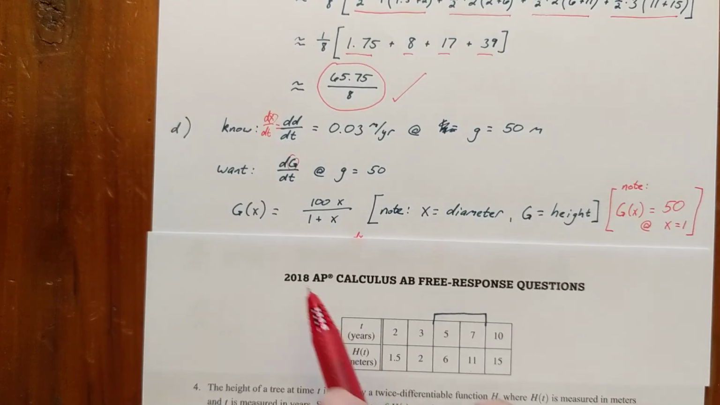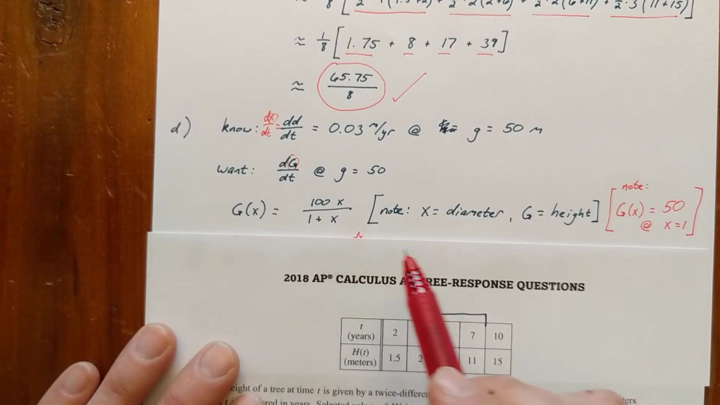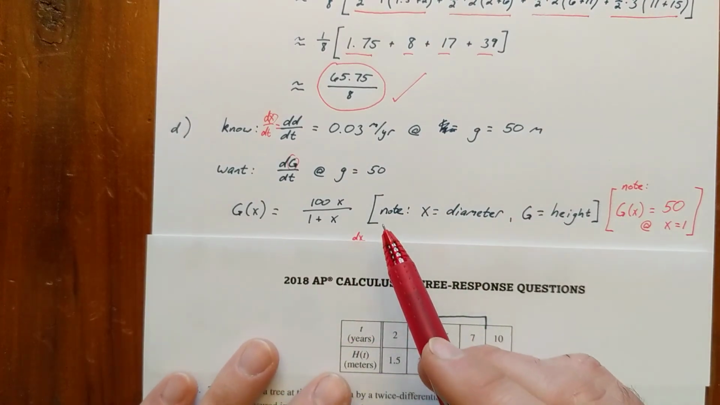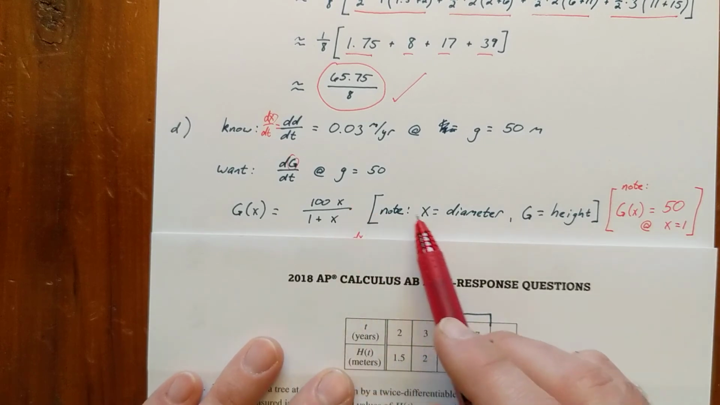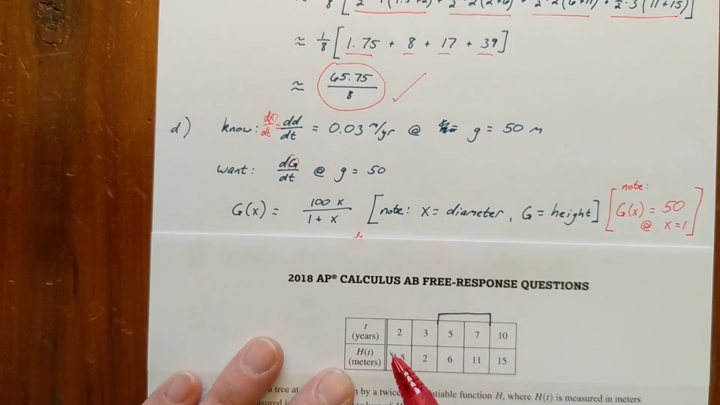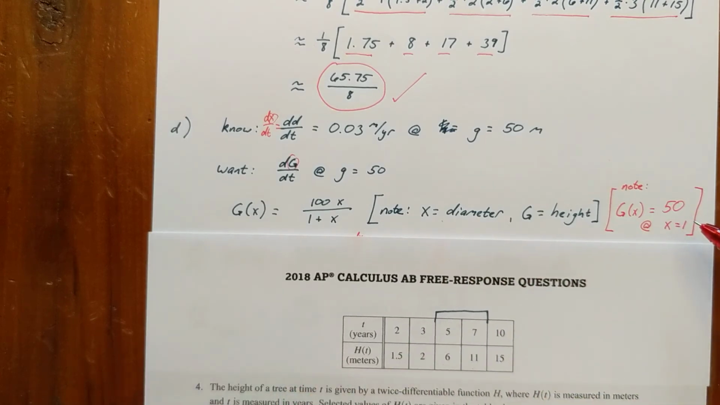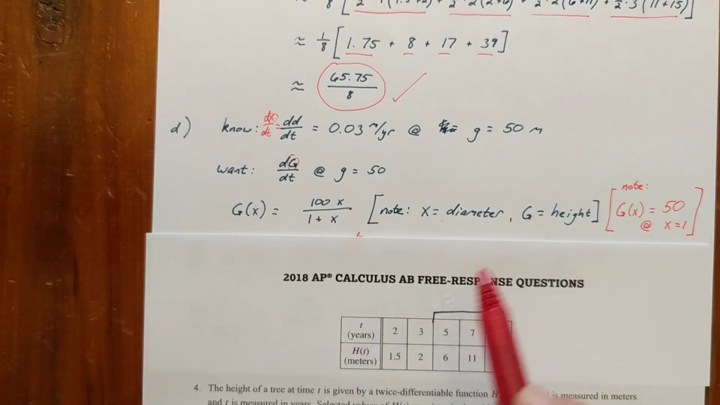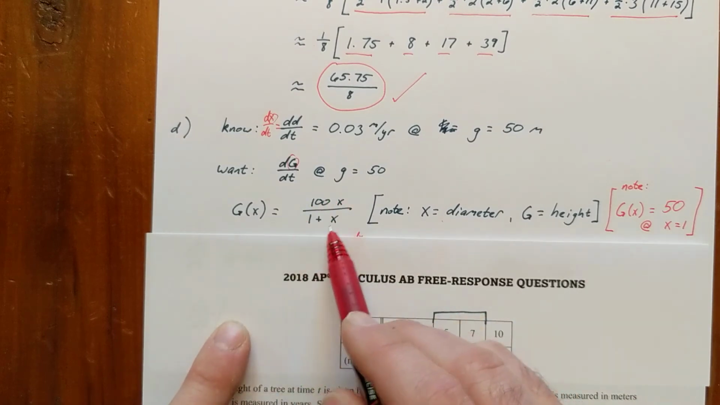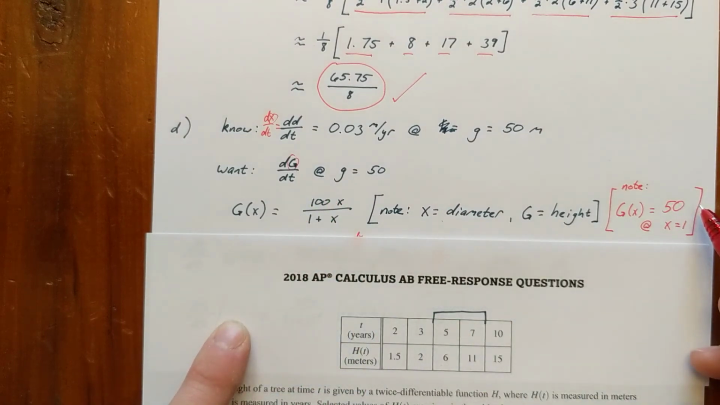So we started off with g of x right here and just wrote down what the function was. And I thought it was a good idea to make a note right here of what we said earlier, a reminder for me, that x was measuring the diameter of the base of this tree and g was measuring the height. The other thing that was interesting right here is that they wanted to know what was happening when the tree was 50 meters tall. That's the height. So what we really wanted to do was take g of x, this function right here, and set it equal to 50.